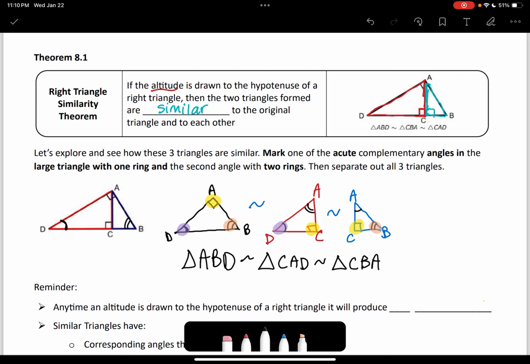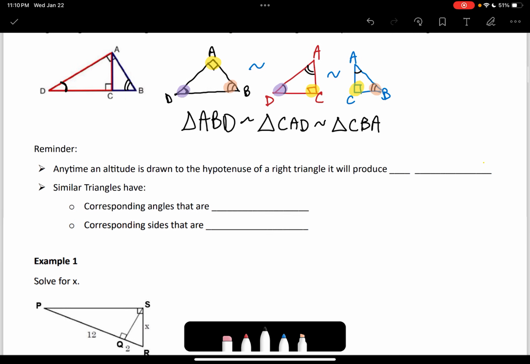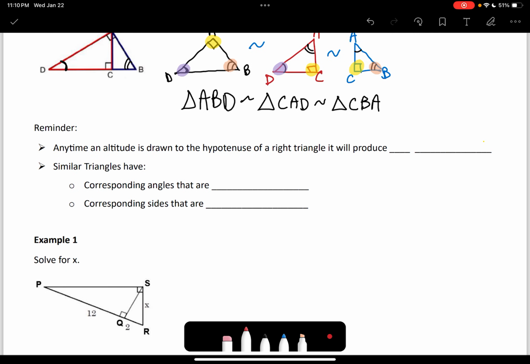This part, while we're looking at the beginning of the notes, is actually extremely important because this could be a potential question that we ask you on a quiz, right? Being able to take apart all three triangles and write a similarity statement between all three is extremely important. I think the easiest way of doing that is by using those rings in the very beginning, all right? So let's go over a few reminders, which we discussed just a moment ago. Remember that anytime an altitude is drawn to the hypotenuse of a right triangle, it will produce three similar right triangles, which is the theorem that we just looked at.